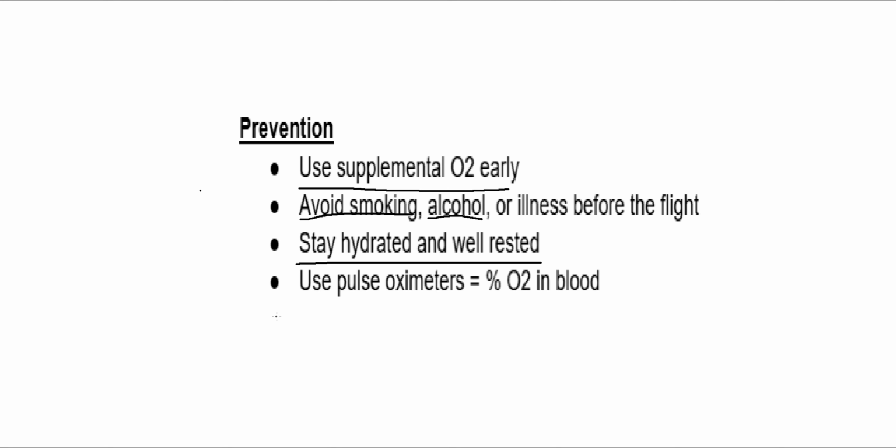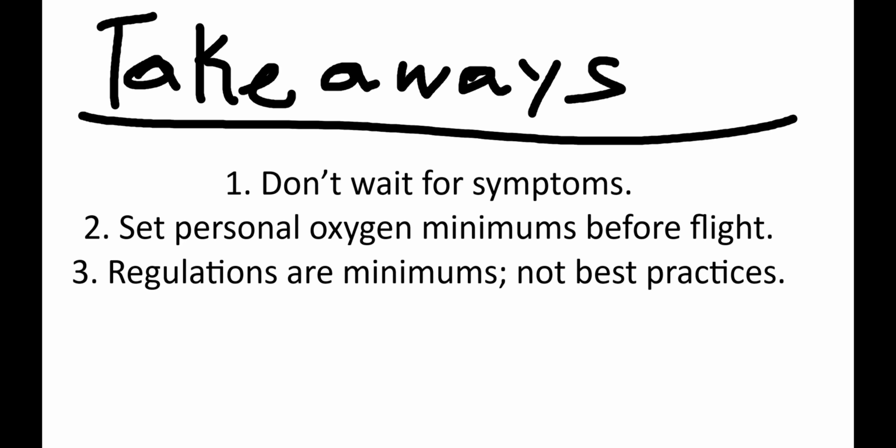Now, what we want is 90% or above oxygen saturation. Anything below that, we're going to want to use supplemental oxygen because that's when hypoxic symptoms could start affecting us. Now, what do we do if we suspect we have hypoxia? Firstly, descend and use supplemental oxygen. We can also open our air vents and, of course, declare an emergency with air traffic control to let them know what's going on.